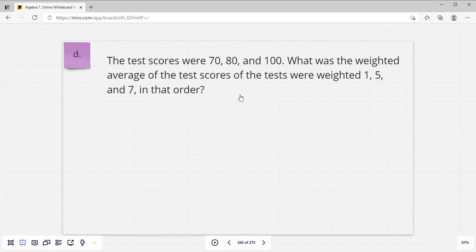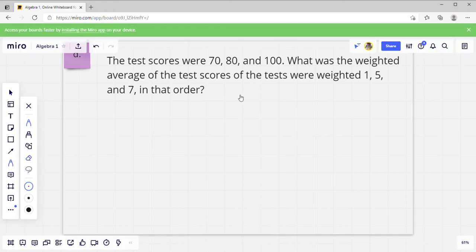Okay, next one is a weighted average. The test scores were 70, 80, and 100. What was the weighted average of the test scores if they were weighted at 1, 5, and 7? All right, so 70 is going to be our 1, 80 is going to be our 5, and 100 is going to be our 7. All right, so 70 times 1 would be 70. 80 times 5 would be 400. And then 7 times 100 would be 700. We're going to add those together.